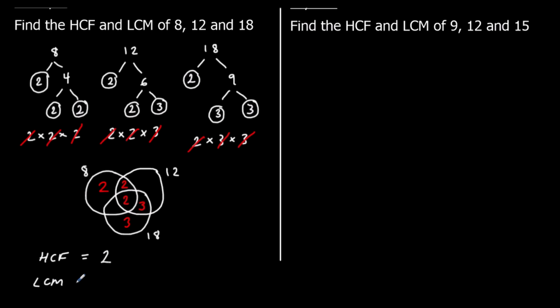And the lowest common multiple is all of these numbers multiplied together. So we've got our 18 circle, which is 2 times 3 times 3, multiplied by 2 multiplied by 2. So 18 times 2 times 2. 18 times 2 is 36. 36 times 2 is 72.